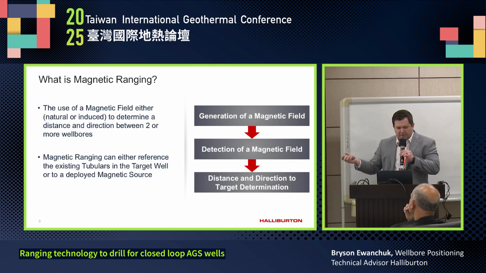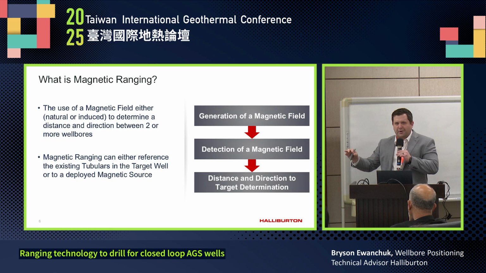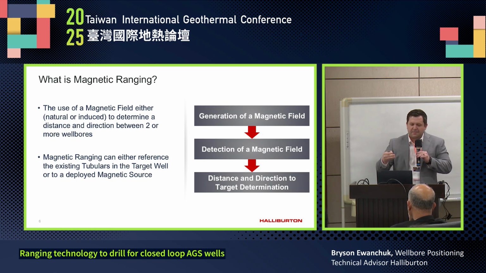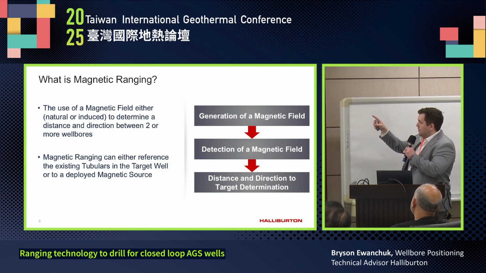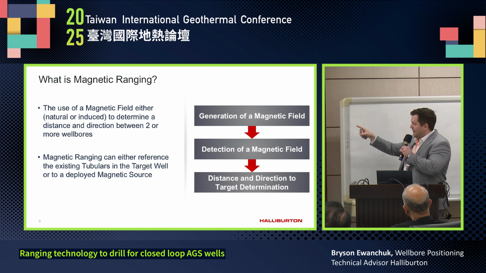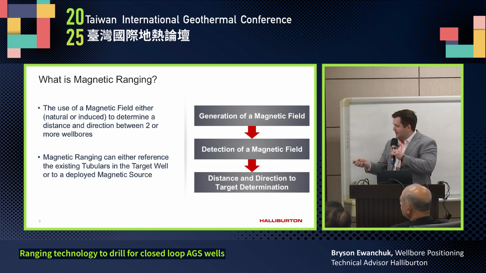So what is magnetic ranging? Well, the textbook definition is the use of a magnetic field, either natural or induced, to determine a distance and a direction between two or more wellbores. To put it simply, think of it as an underground metal detector. That's the best way to think about it. This magnetic field can either come from existing tubulars or from a source that we deploy in the ground. The fundamental three steps are: we generate a magnetic field, we detect that magnetic field, and then we determine a distance and a direction to that magnetic field.